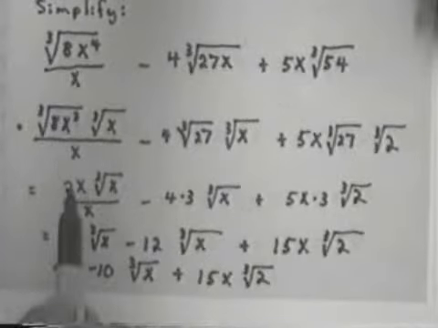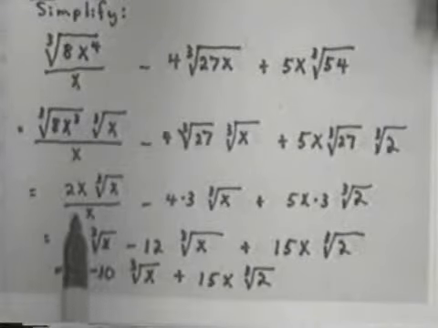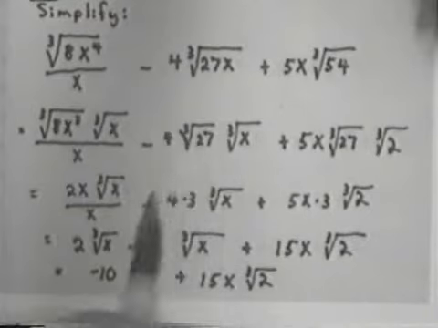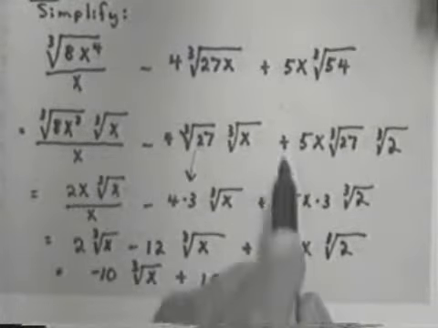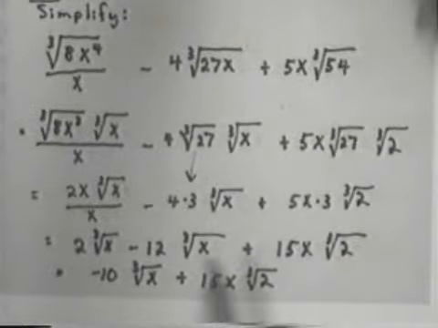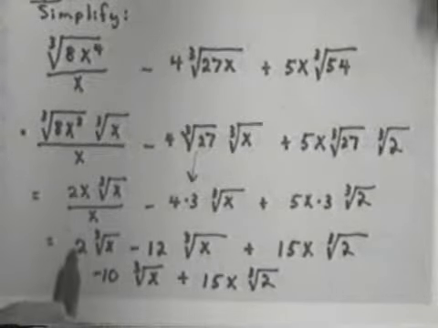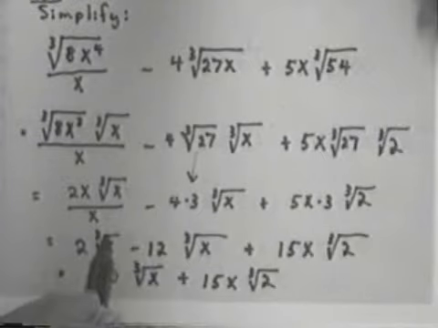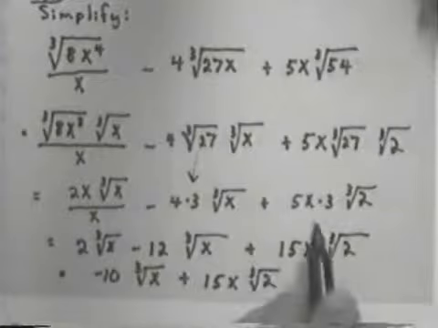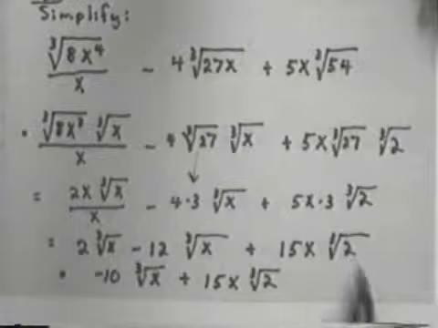The cube root of 8x cubed is 2x. Cube root of x over x. The cube root of 27 is 3. So I'm just bringing that down. And the cube root of 27 is 3. Now I can do my multiplying and dividing. Notice that x divided by x is 1. So that just leaves me with 2 times the cube root of x minus the 4 times 3 is 12 times the cube root of x plus the 5x times 3 is 15x times the cube root of 2.